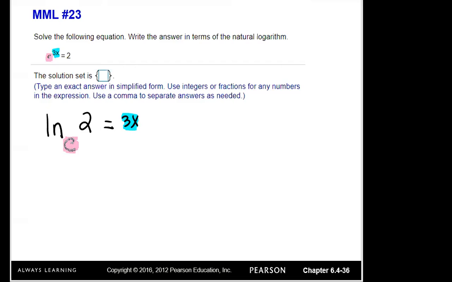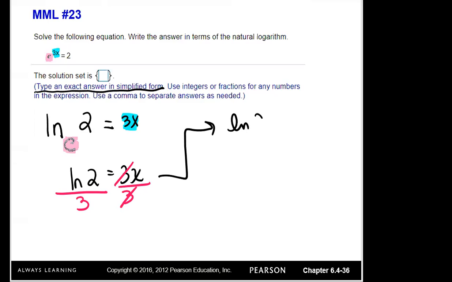And my math lab says, type an exact answer in simplified form. Use integers or fractions for any numbers in the expression. Use a comma to separate integers. It does not want me to grab my calculator. So remember the natural log of 2, that e is really invisible. So natural log of 2 is equal to the 3x. And then to solve for x, I'll divide off the 3 to get x by itself. But then you have to divide this entire side by 3. So my answer is the natural log of 2 all over 3 is equal to x.